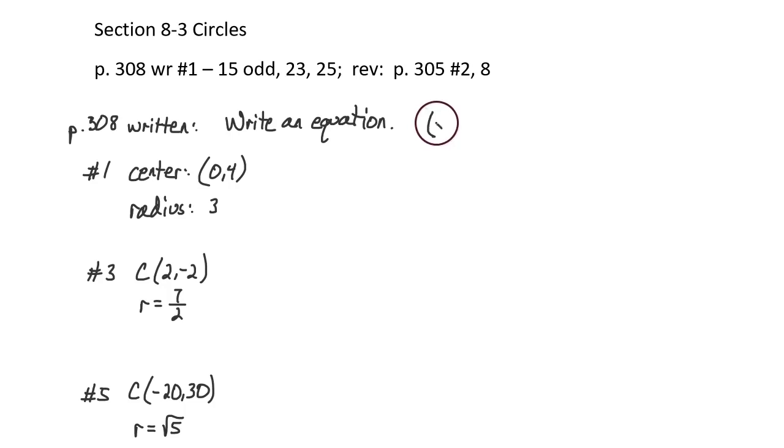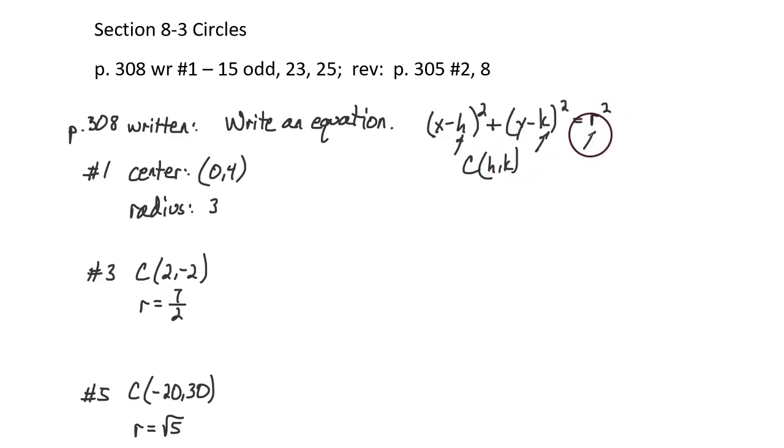In parentheses, x minus h squared, plus, in parentheses, y minus k squared, equals r squared. The number after the minus sign, the h, is the x-coordinate of the center. The number after this minus sign, the k, is the y-coordinate of the center. So the center has numbers h comma k. The square root of r squared, which is just r, is the radius of the circle.